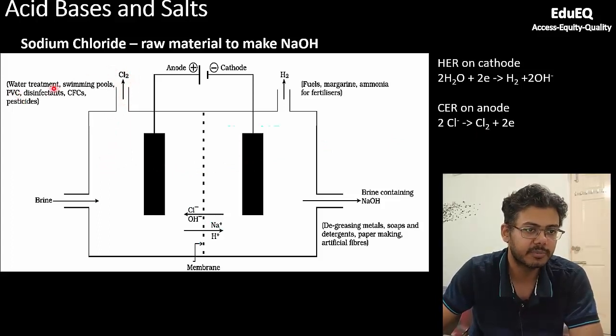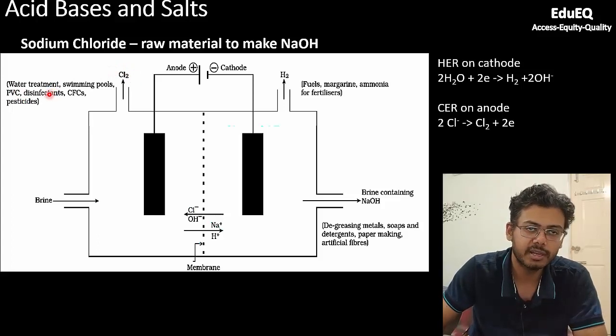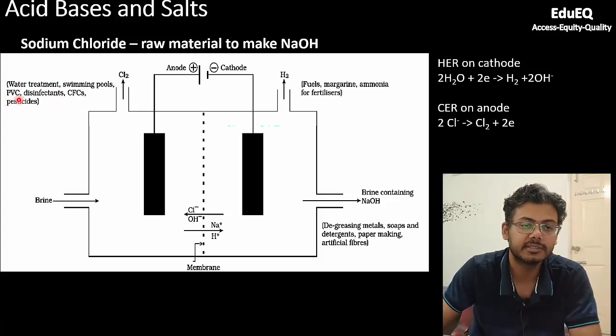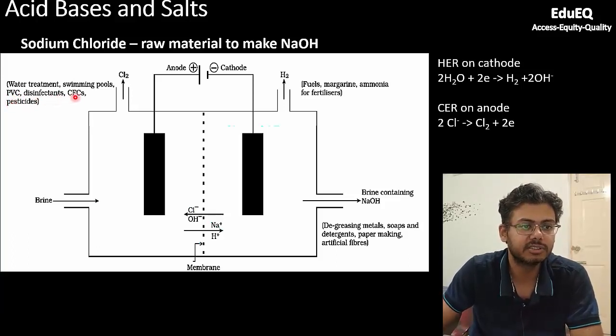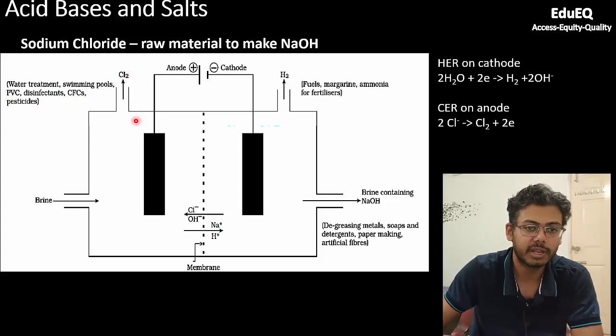Now this chlorine gas will come out from this anodic chamber, and this chlorine has several uses. It is used in water treatment. You can also smell this chlorine gas in swimming pools because of the addition of bleaching powder. They also use it to make CPVC lines, or chlorinated PVC lines, which are more durable than normal PVC lines. Disinfectants, chlorofluorocarbons, and finally pesticides. So these are some uses of chlorine.